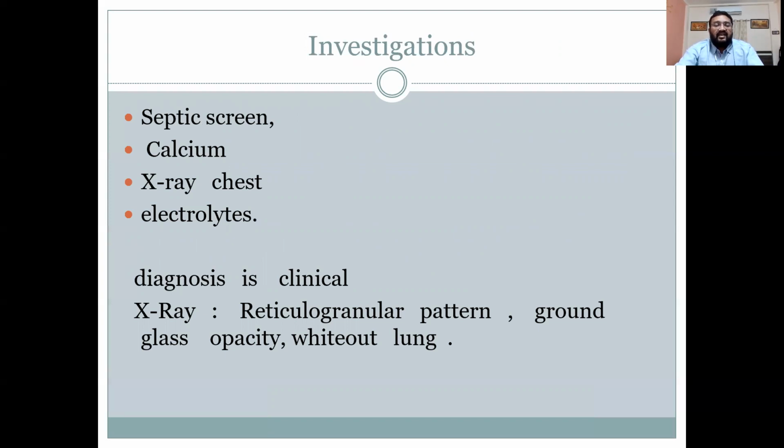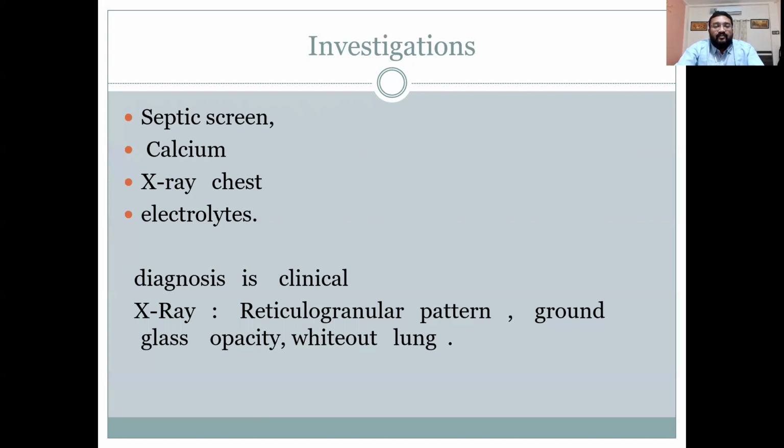Investigations to be done in a child with respiratory distress syndrome are septic screen. It includes CBC, CRP, absolute neutrophil count, micro ESR, and blood culture. Measurement of the serum calcium level is to be done. X-ray chest is done only after 6 hours of birth. Serum electrolyte levels, blood urea nitrogen, serum creatinine, and other investigations as and when needed.